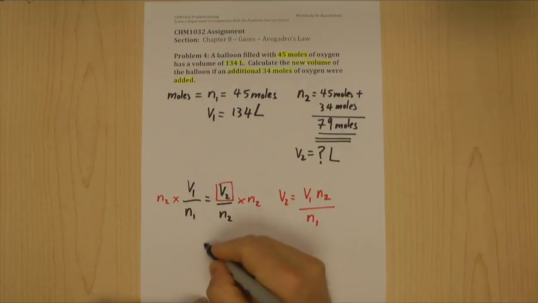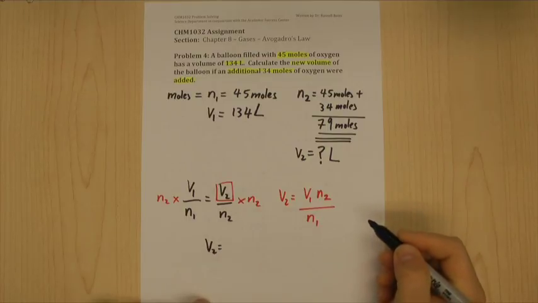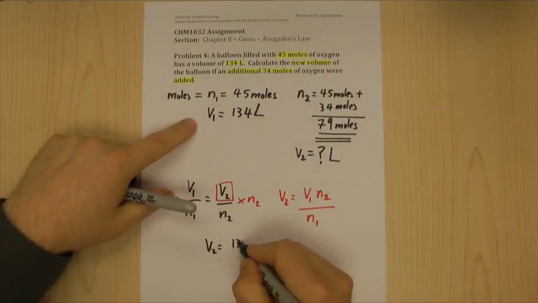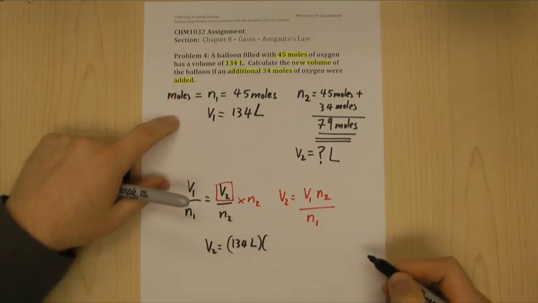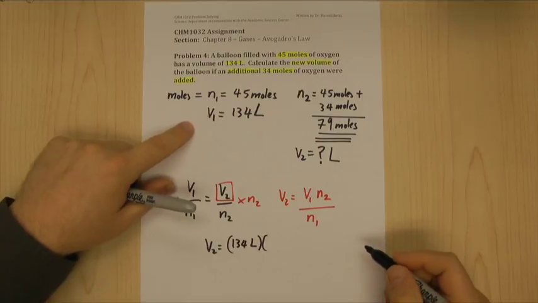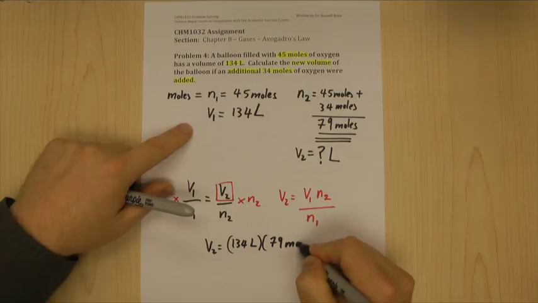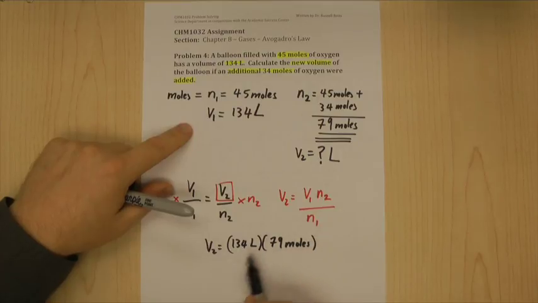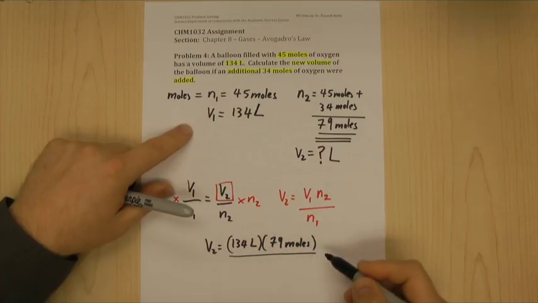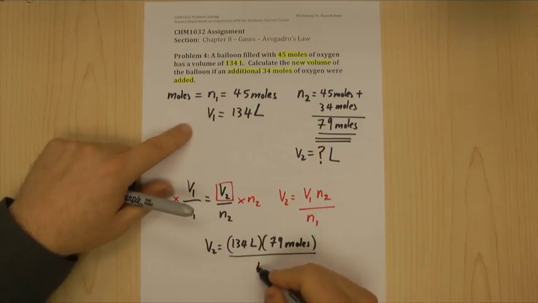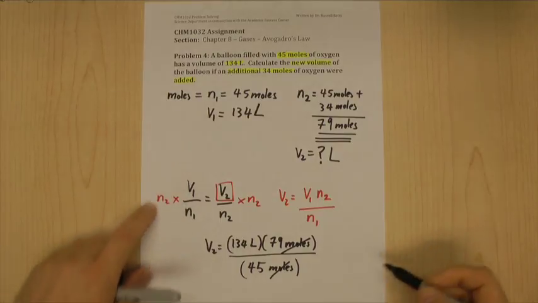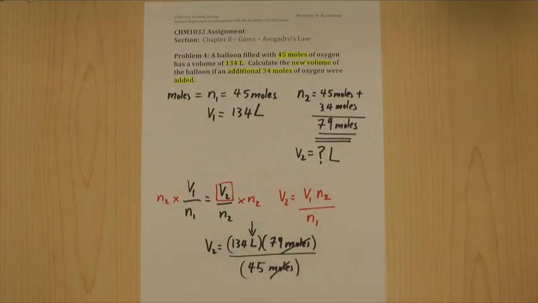All right. So V2 equals V1, 134. Use the units, people. The units will tell you when you're doing something stupid. They've saved me a whole bunch of times in my career. N2, 79 moles, divided by N1, which is 45 moles. And the moles cancel, leaving us in a unit for volume.